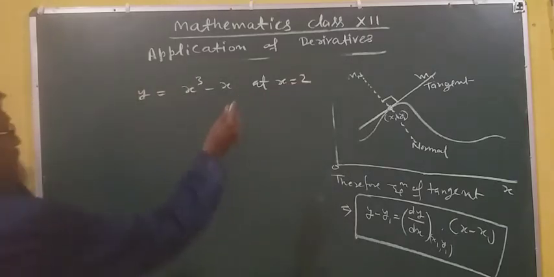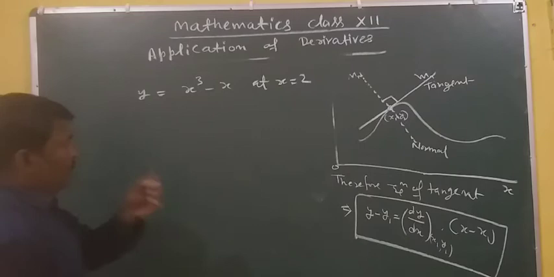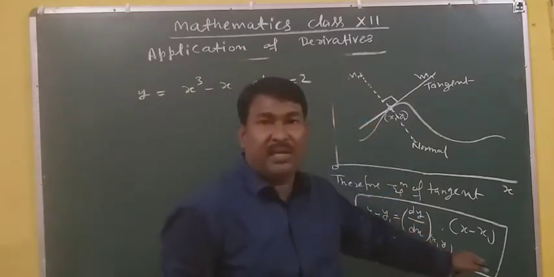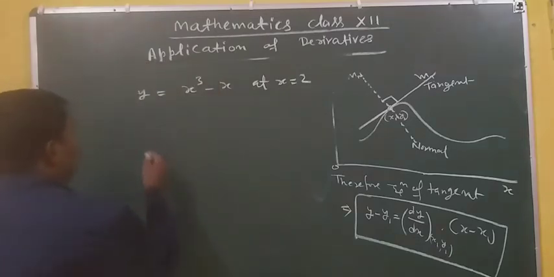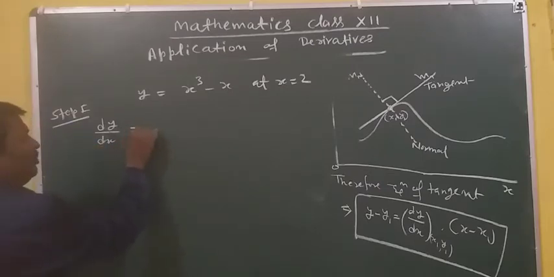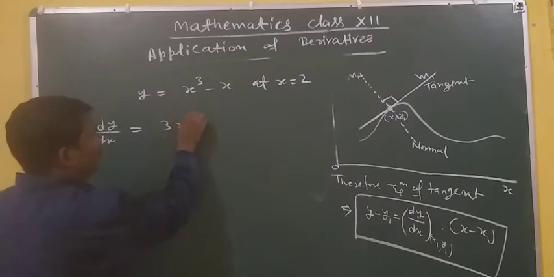Okay, just see. What is the slope of a tangent? The slope of the tangent is dy by dx at that particular point. So first of all, you need to calculate dy by dx. Step 1: calculate dy by dx. You will find 3x square minus 1.